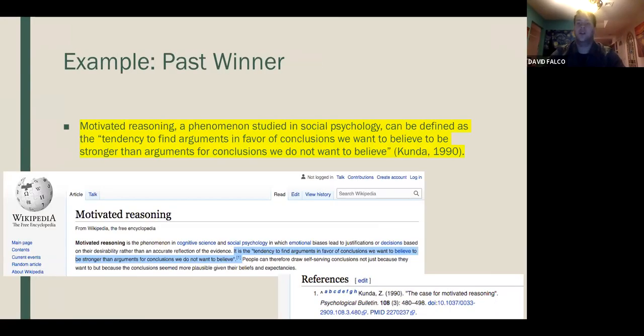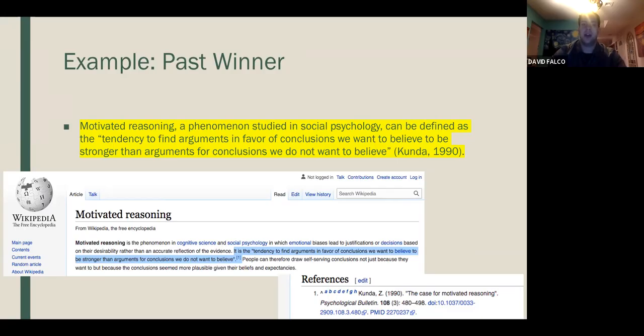All right, and I actually wanted to use the previous winner as an example of doing exactly this. In that introduction paragraph, as I mentioned before, there was a really good point. There was really good defining of motivated reasoning as the tendency to find arguments in favor of conclusions we want to believe to be stronger than arguments for conclusions we do not want to believe. When looking into this, I Googled motivated reasoning, and this was literally in the introduction paragraph of the Wikipedia article on motivated reasoning. And this isn't to say that this student was cheating or should in any way be seen as plagiarism.